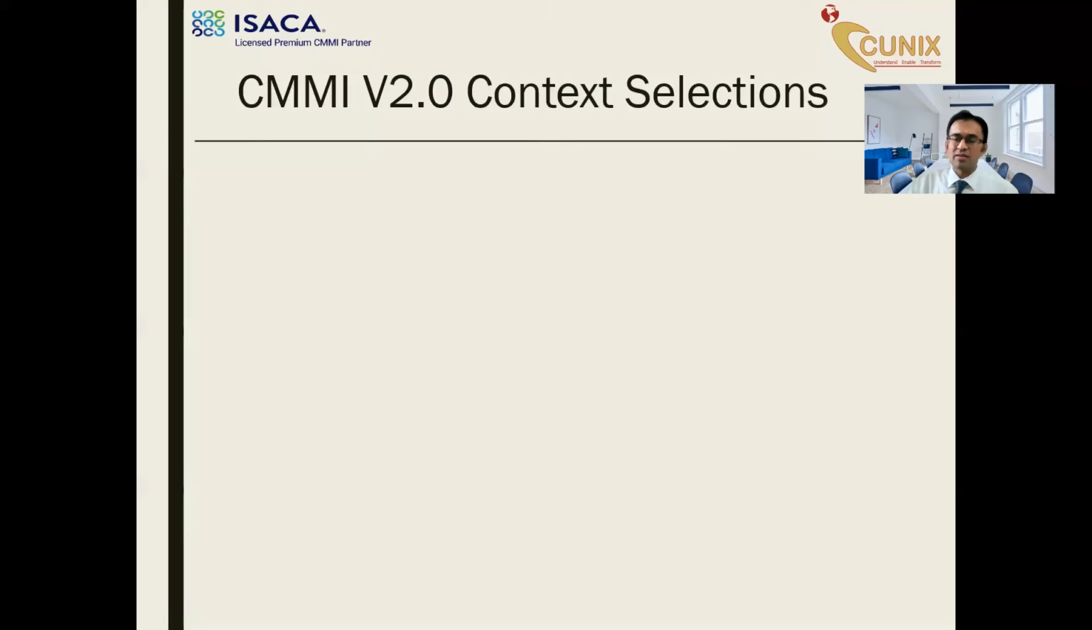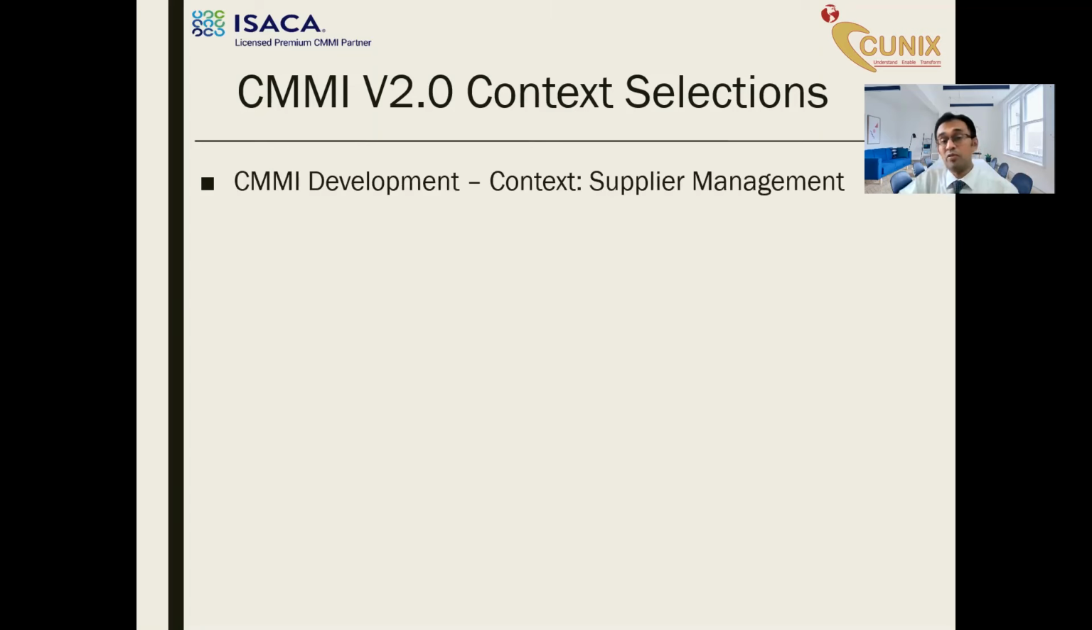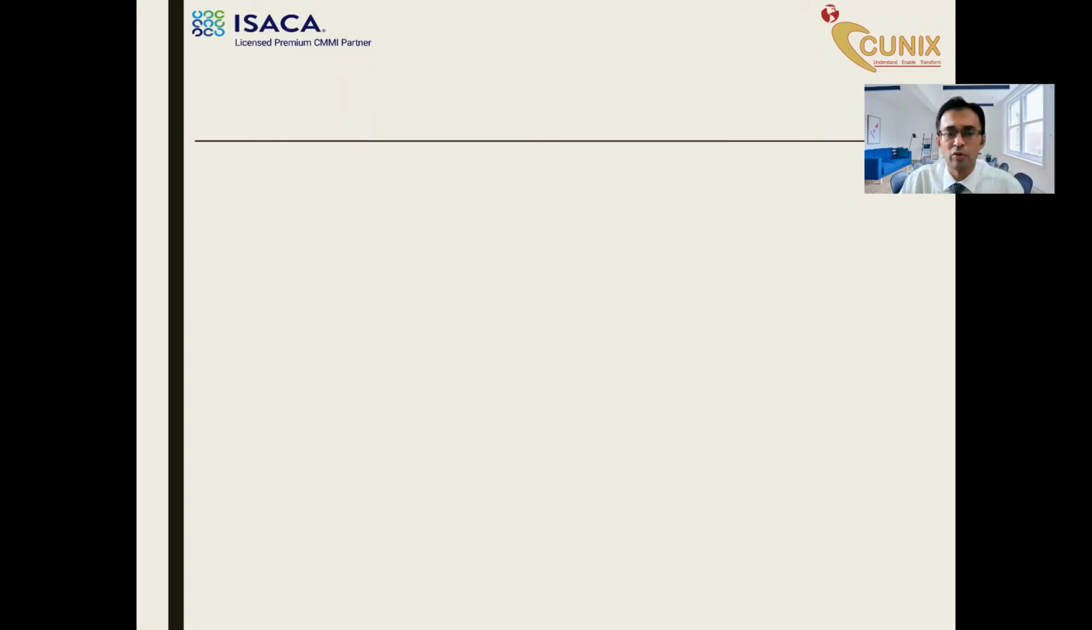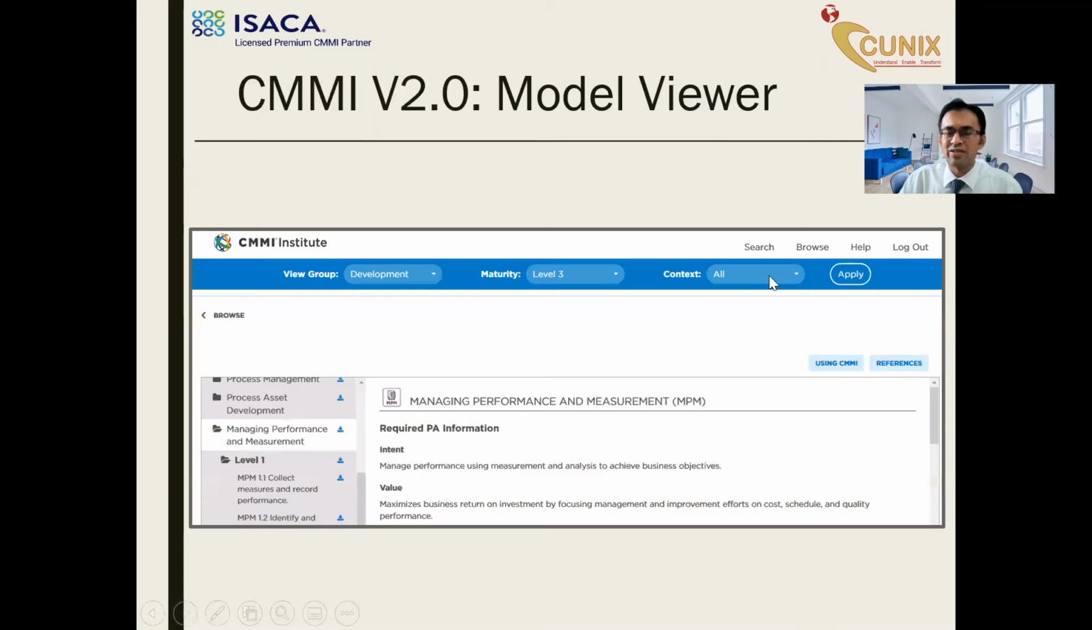Talking more about context, let's look at what are the different contexts available. Let's say you're going for CMMI development, right? So one context could be supplier management. If you are outsourcing some activities in your software development life cycle, then you could definitely select this context. Now, what happens when you select a context? So let me go back to the model viewer. What happens if I select some context? Let's say if I select supplier management.